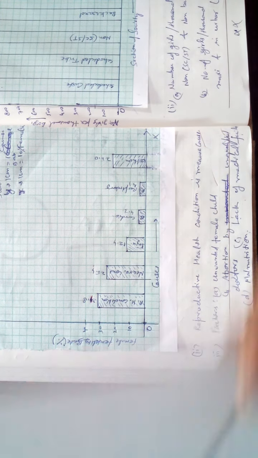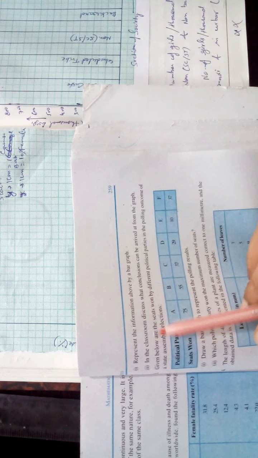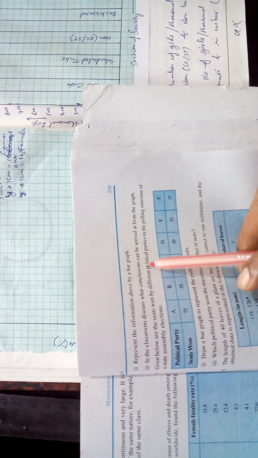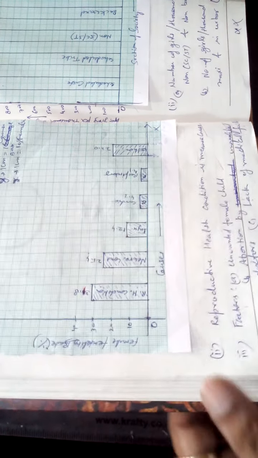Question number 2 is given. The following data gives the number of girls per 1000 boys, to the nearest 10. Scheduled caste 940 girls per 1000 boys, then scheduled tribe, then SC/ST, backward, non-backward, rural, urban. Draw a bar graph, and then discuss in class what conclusions can be arrived at from this graph. Here again you will see what is given.